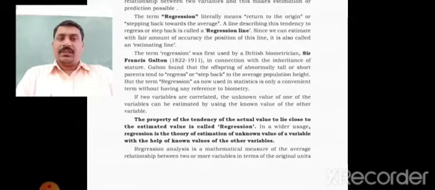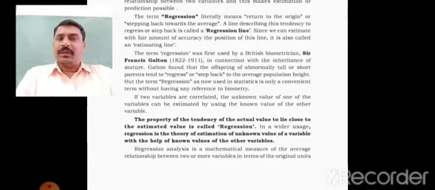This is also called the estimating line. The term regression was first used by the British biometrician Sir Francis Galton. He is the person who introduced this term, in connection with the inheritance of stature. Galton found that the offspring of abnormally tall or short parents tend to regress or step back to the average population height.